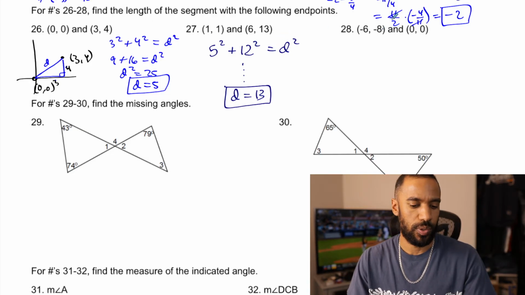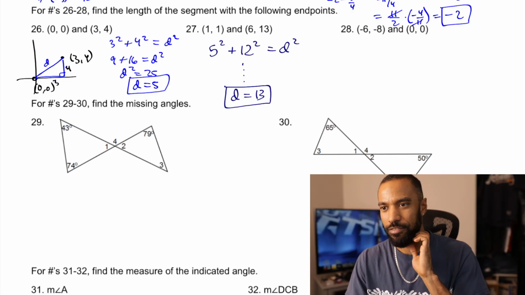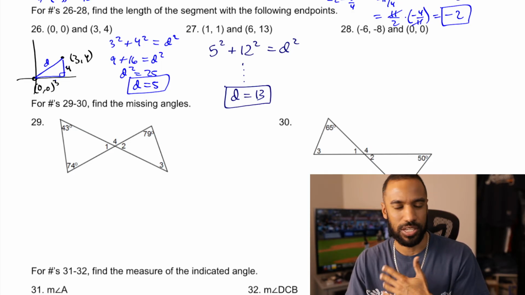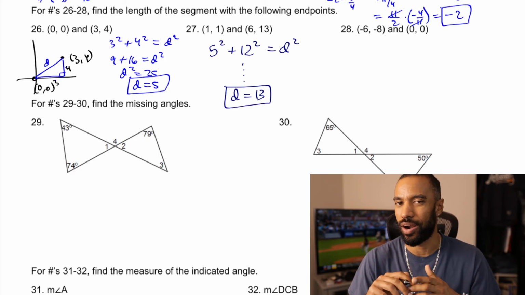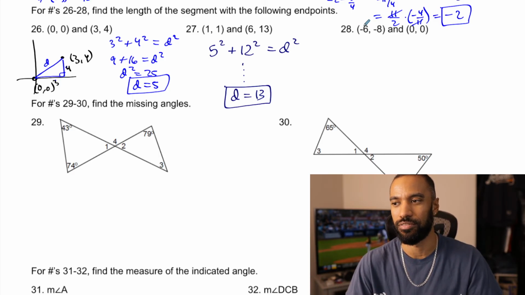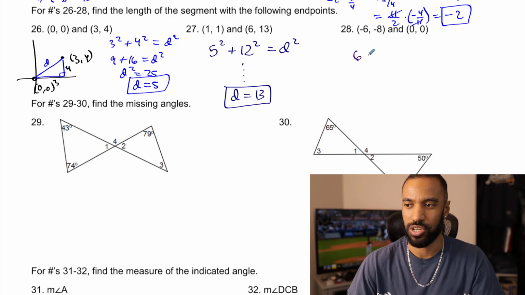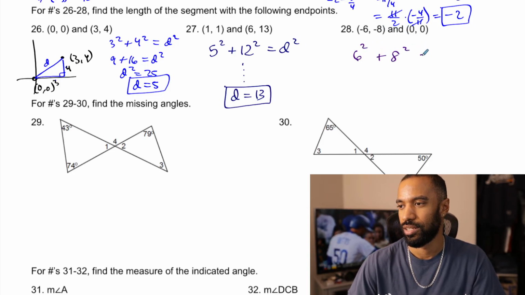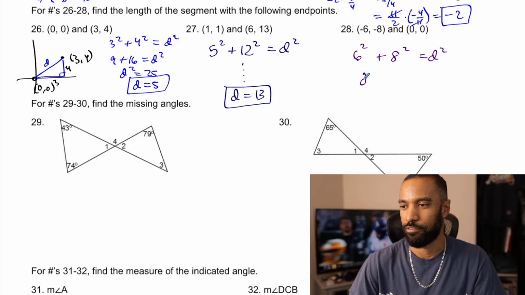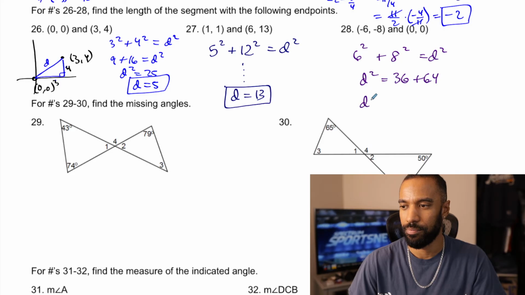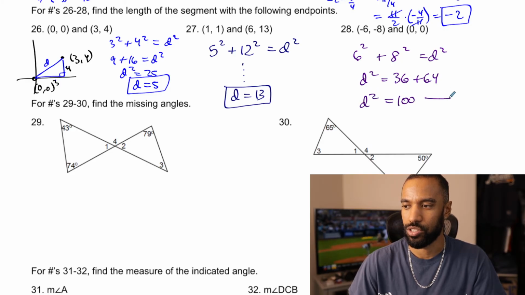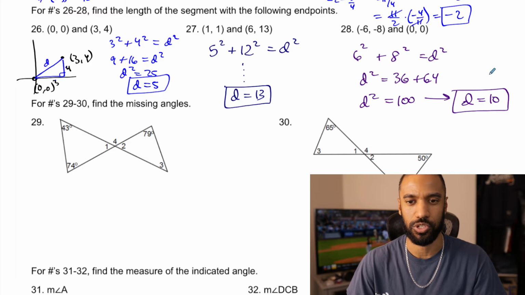All right, what's the distance between negative 6 and 0? Even if you say negative 6, distance should be positive. But even if you say negative 6, we're still going to square that number. And that will still turn positive. But the distance between negative 6 and 0 is 6. The distance between negative 8 and 0 is 8. And we should be getting 10 for this one. So 36 plus 64. D squared is 100. So square root of both sides, d equals 10. Use your calculator for square roots if you'd like.